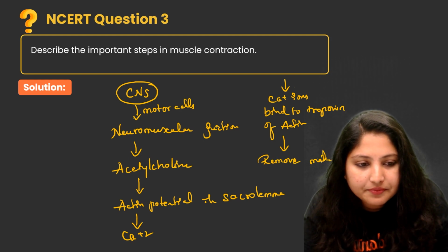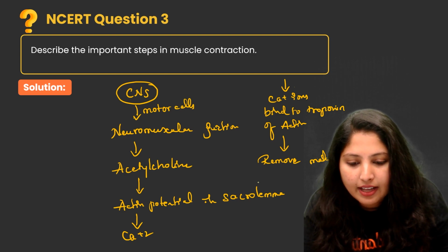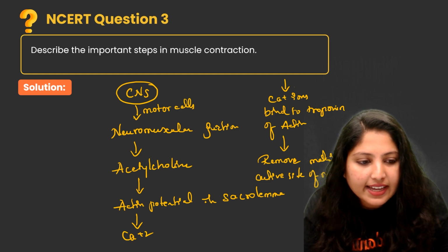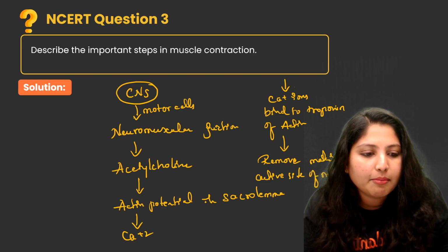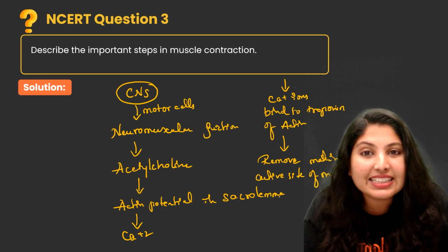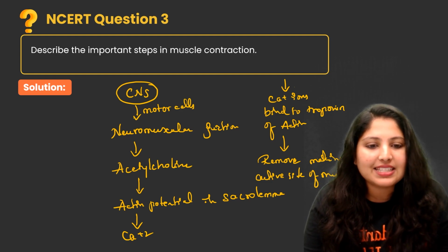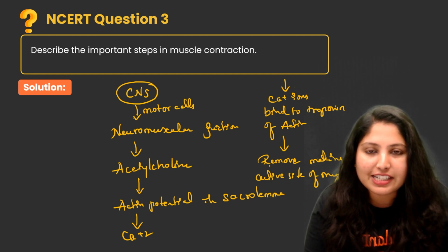Masking of the active site of myosin. Active site of myosin in the where exactly? In the actin filament. Okay, so after that, what happens? This is in the case of actin filament, right?